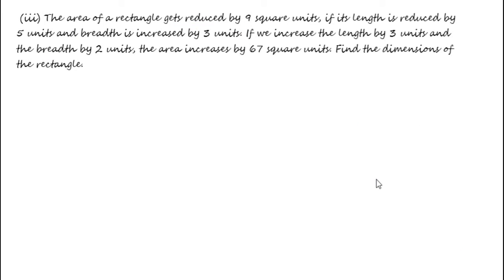Last problem of this module. The area of the rectangle gets reduced by 9 square units if its length is reduced by 5 units and breadth is increased by 3 units. If we increase the length by 3 units and the breadth by 2 units, the area increases by 67 square units. Find the dimensions of the rectangle. Now let us take x as the length, y as breadth.